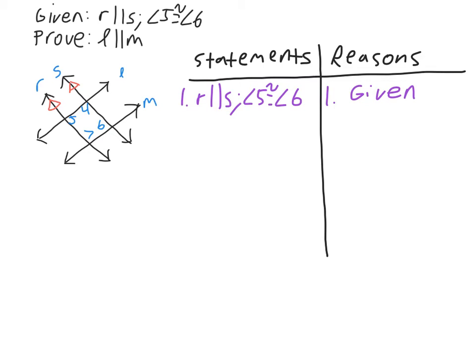Then for the rest of it, we have to go into this problem and figure out things that are true that will help us get to what we want, which is to prove that L is parallel to M. Just a quick note, because I know some people are thinking this: 4, 5, 6, and 7 are the names of the angles. Those are not the measurements of the angles. It would have to have a degree to be the measurement.